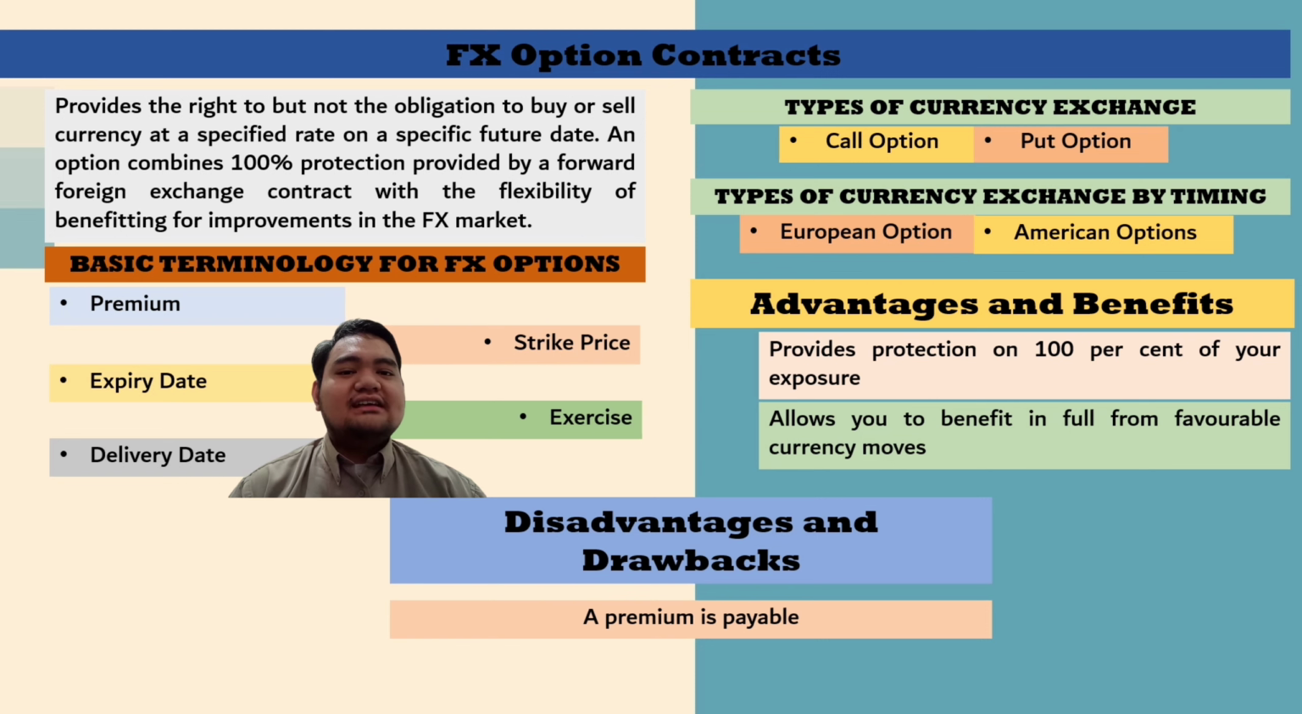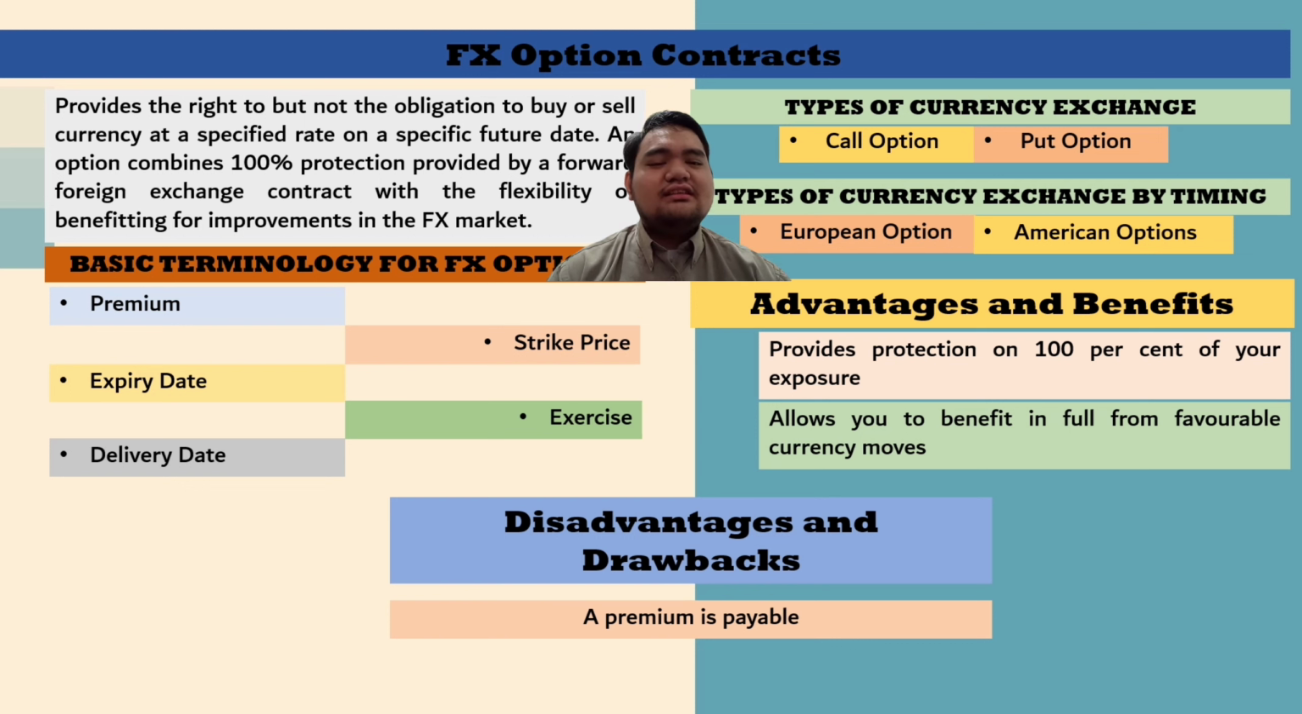Next is exercise, which is the act of the option buyer notifying the seller that they intend to deliver on the option contract. And last of the basic terminologies is delivery date, which is the date when the currency exchange will take place if the option is exercised. And there are two types of currency exchange option contract.